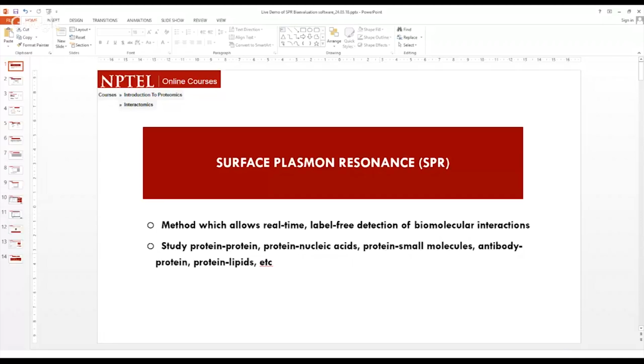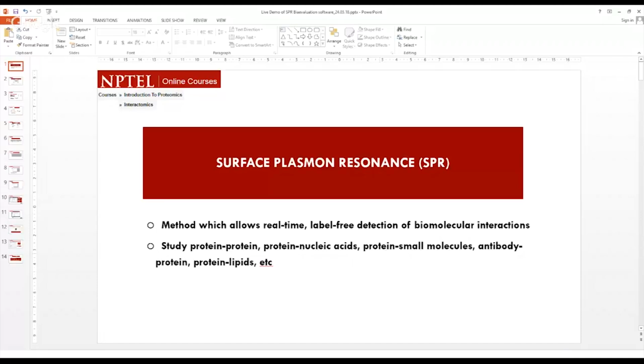Then the second step is the sample injection or the interaction phase, where your analyte in running buffer flows over your ligand immobilized on the sensor and binds to it. And the output from this is a sensorgram. And this sensorgram is what we are going to analyze today. And the last step is regeneration, where after the binding is over, you want to remove all bound analytes from the ligand so as to prepare the surface for the next round of analyte binding.